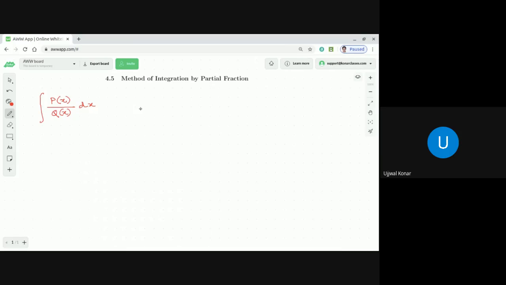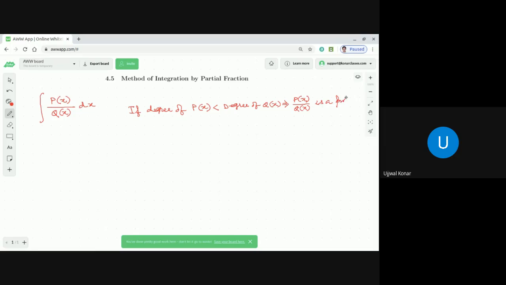Correct? So, if the degree of p(x) is less than the degree of q(x), then we can say that p(x) by q(x) is a proper rational function.